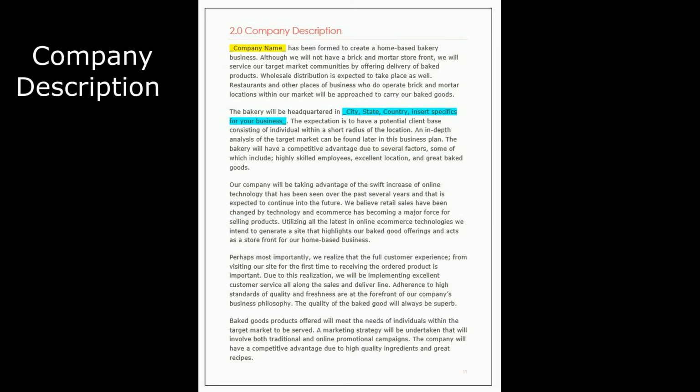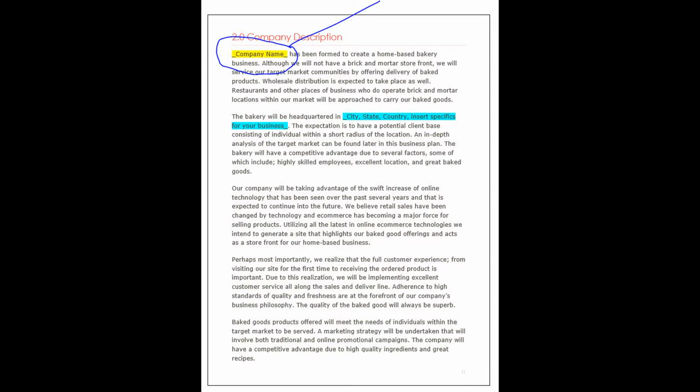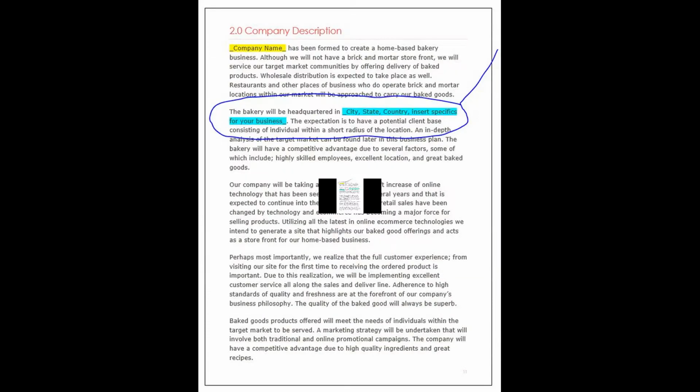Utilizing the plug-and-plan template, the user will see on the first line there is a yellow highlighted area to type the name of the company. In the second paragraph, there is a blue highlighted area where users will type in the location of where they will be headquartered and operating.